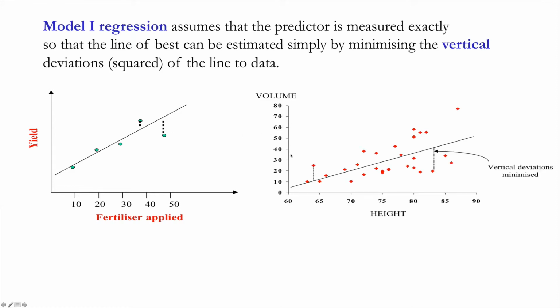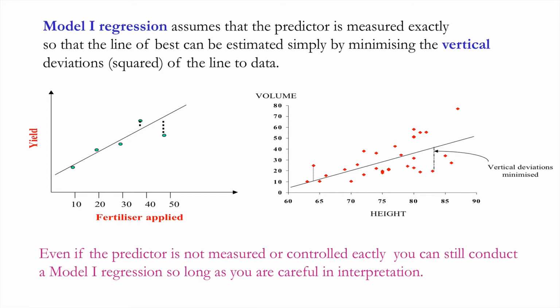Likewise here, in this relationship between volume of a tree and its height, we're minimizing the sums of squares of the vertical deviations. Now, it's typically most appropriate when that predictor is controlled exactly or measured exactly. But in cases where it's not, you can still get away with conducting Model 1 regression. That's what most people do, so long as we're relatively careful in our interpretation with regard to what is measured.